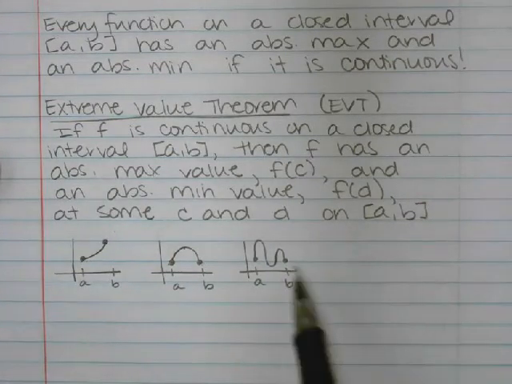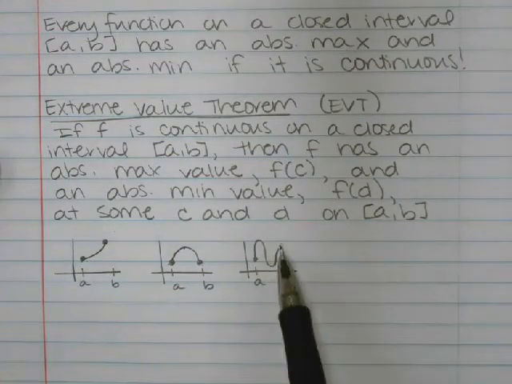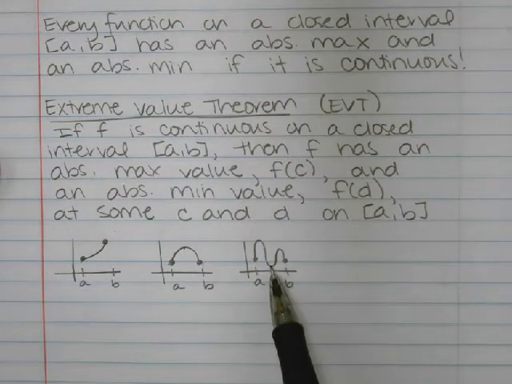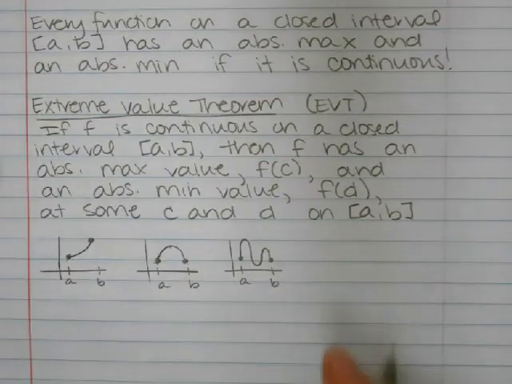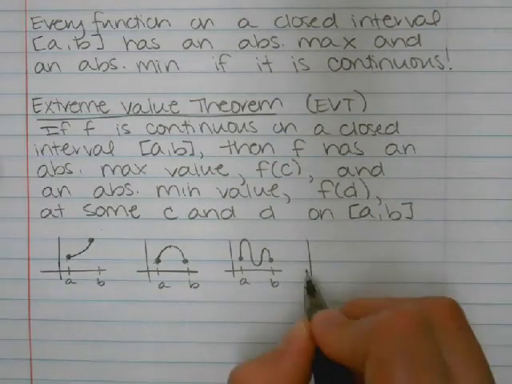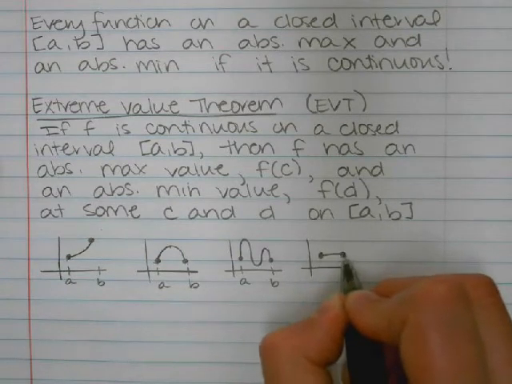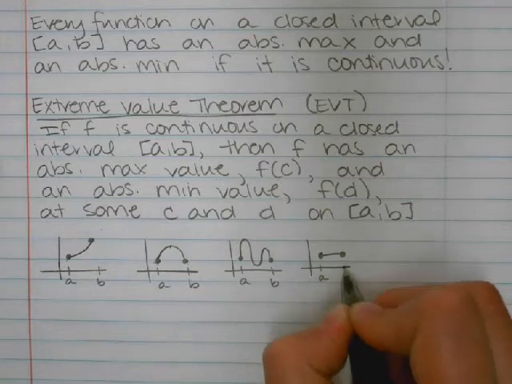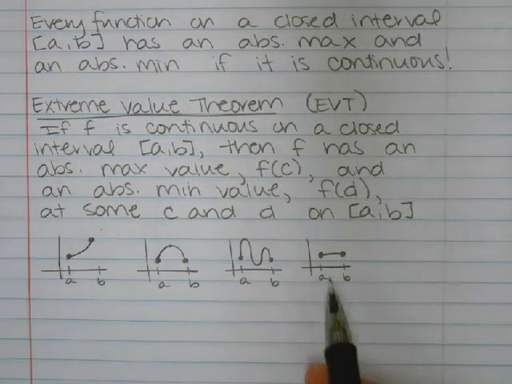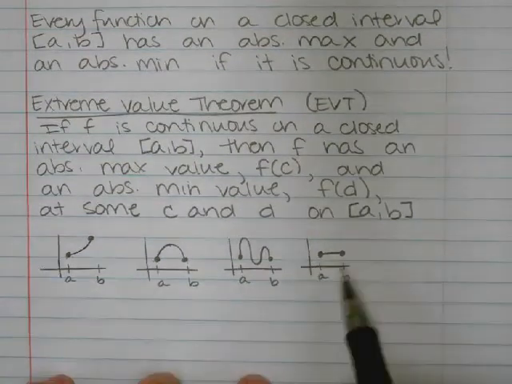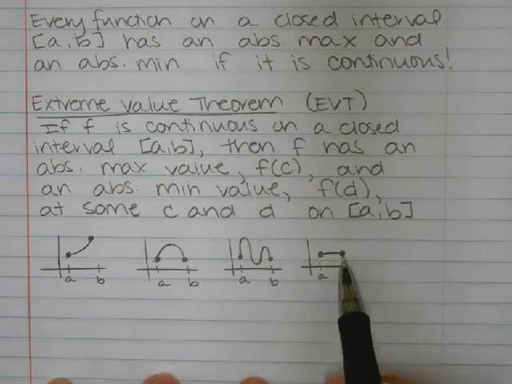It could be saying that my absolute maximum is right up here, so I plugged in C and got this point, and I plugged in D and got this absolute minimum down here. So that would work for what I'm saying. Now this one is interesting because absolute maximum and absolute minimum are actually the same point, because all of these y-coordinates are the same.